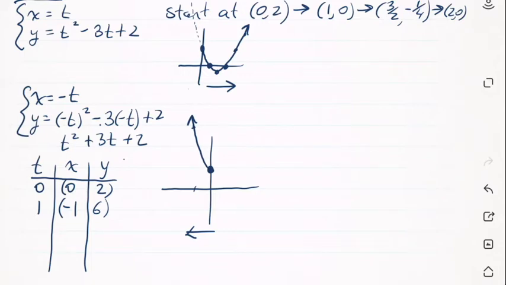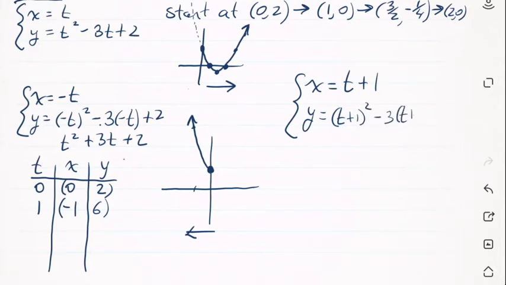All right, so what happens if I change it to be something like x equals t plus 1? Keep it simple. Then y is going to equal t plus 1 all squared minus 3 times t plus 1 and plus 2. It's almost like a composition of functions.